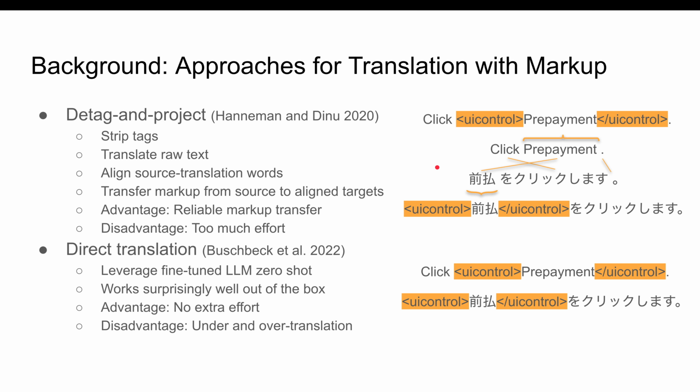On the other hand, a recently proposed approach is the direct translation approach, where you leverage fine-tuned LLMs as they are. So for example, Hanneman and Dinu, what they did was they took an M2M model or a fine-tuned mBART model and translated sentences with markup directly. And they found out that such a system is able to handle markup transfer pretty reasonably well. So the advantage is that there is no extra effort. It's an end-to-end blind or black box system. But in their analysis, they found out that there are several cases of under and over translation because the generation process tends to be a bit uncontrolled.